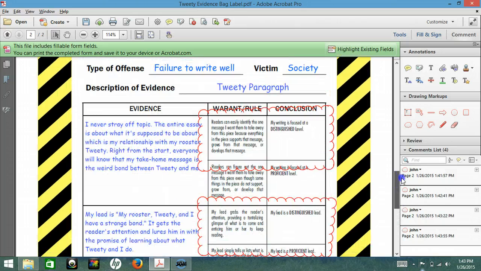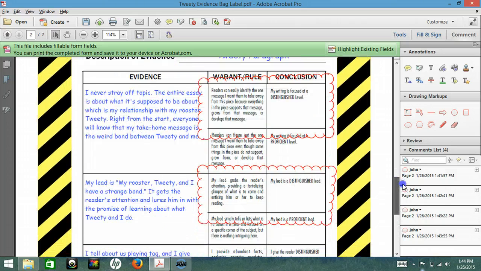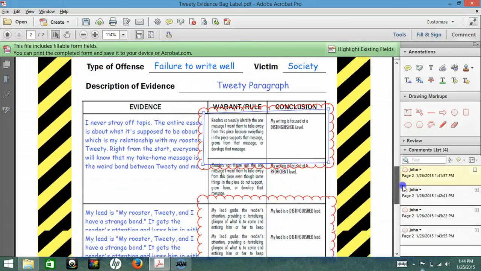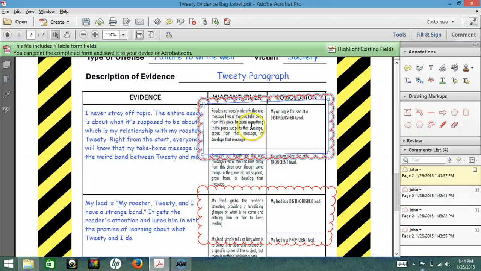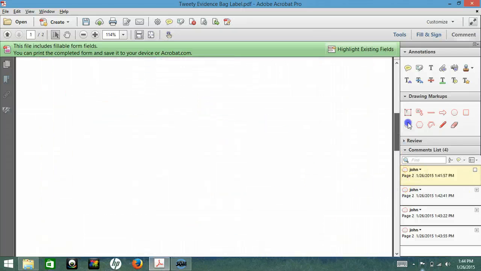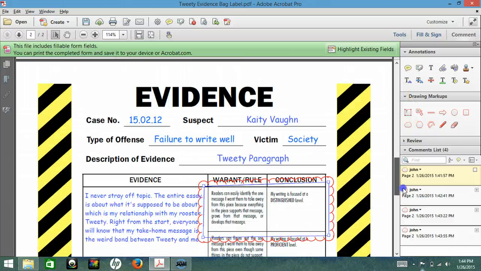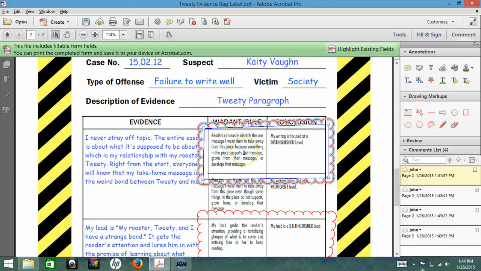So now she has written down all of the evidence. She has found the rule or warrant that it matches, and she's clouded around it. Really be careful not to just copy the words from here over to here. You have to prove by using words taken out of your paragraph, taken out of your essay, whatever you choose. Those words have to appear in the evidence as proof that you did this. That's kind of the whole point.